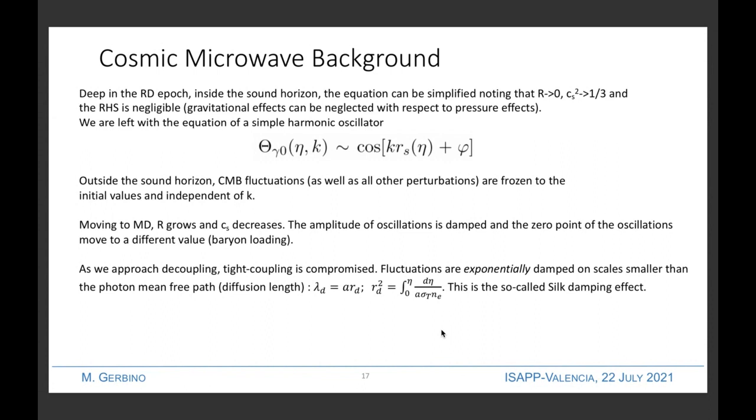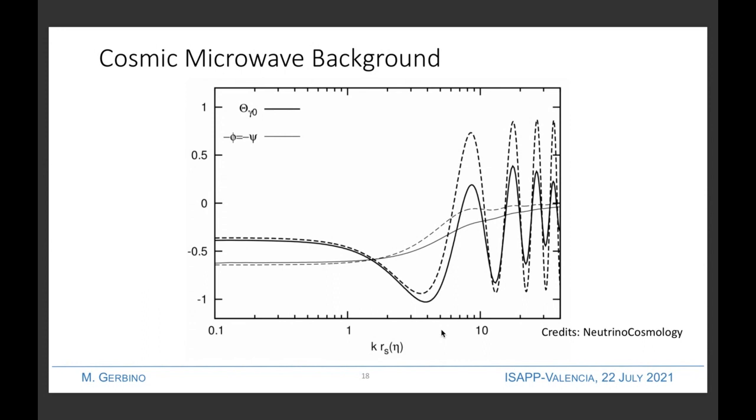So on top of the oscillations that are damped and moved to a different zero point because of baryons and gravitational effects, we also have this additional exponential suppression that comes from the fact that photons are slowly decoupling from baryons. And this picture is telling you exactly what I've discussed so far, because the dashed lines correspond to the evolution of the monopole terms at a time that was deep in the radiation domination epoch.